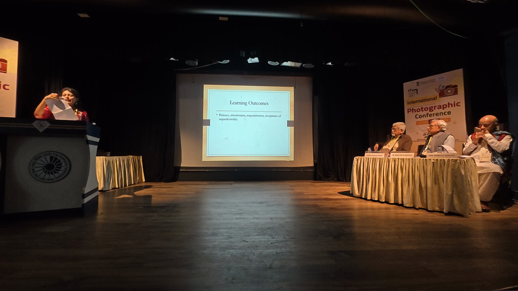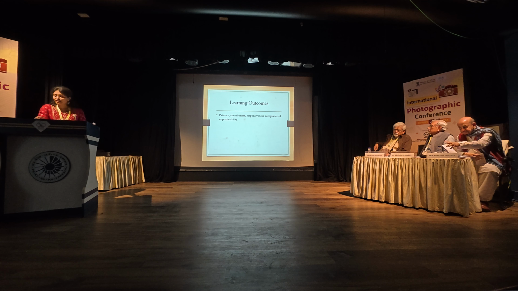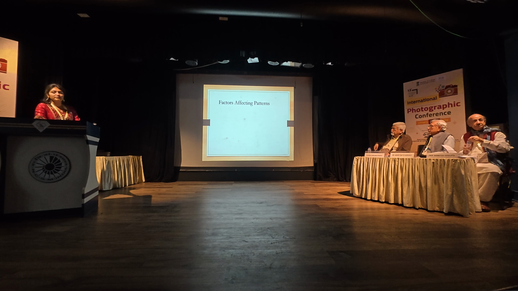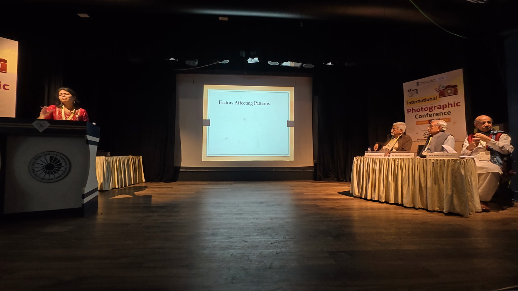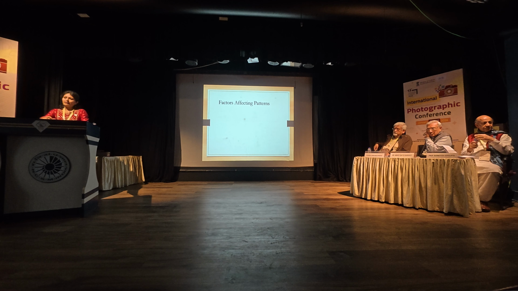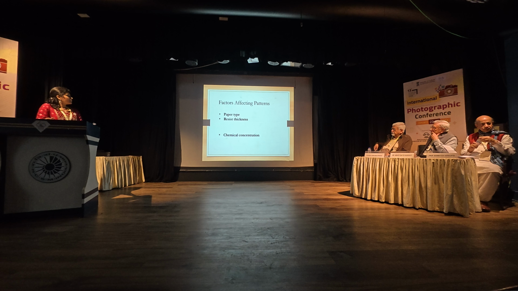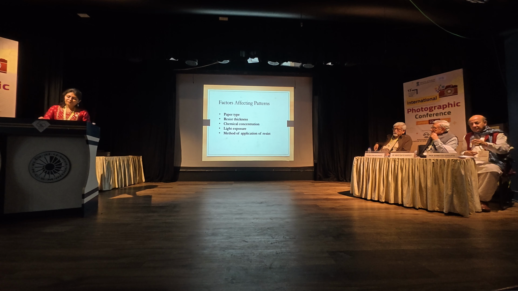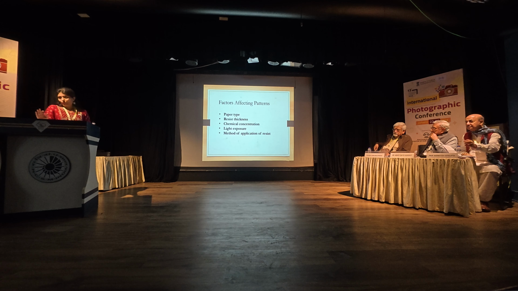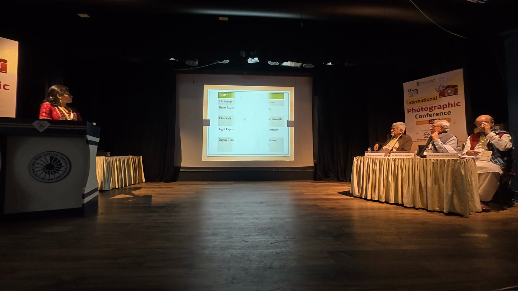Now in chemigram there are some factors on which the patterns depend that maybe we can control with this knowledge: paper type, resist thickness, chemical concentration, light exposure and method of application of resist. Let's have a look at this in tabular form.